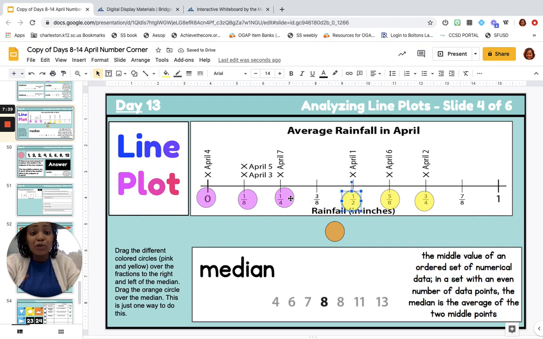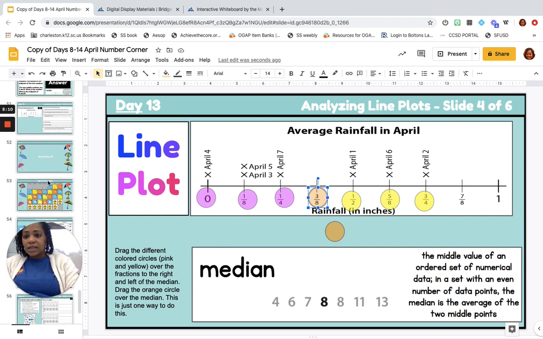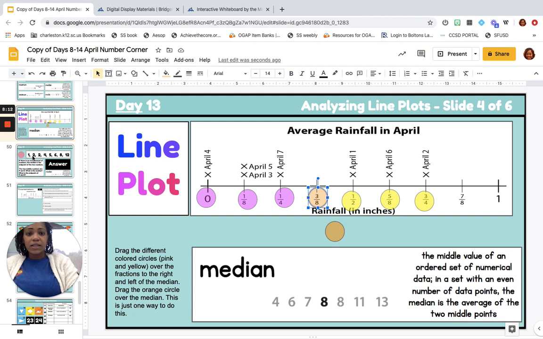We have 2 numbers that essentially are in the middle, because remember I said we had 6 numbers for our data set that have data that's represented. So that means I'm looking at these 2 numbers in the middle, and I gotta choose the number that's halfway between each of them. And luckily for us, it's already labeled here, which would make 3/8 our median.